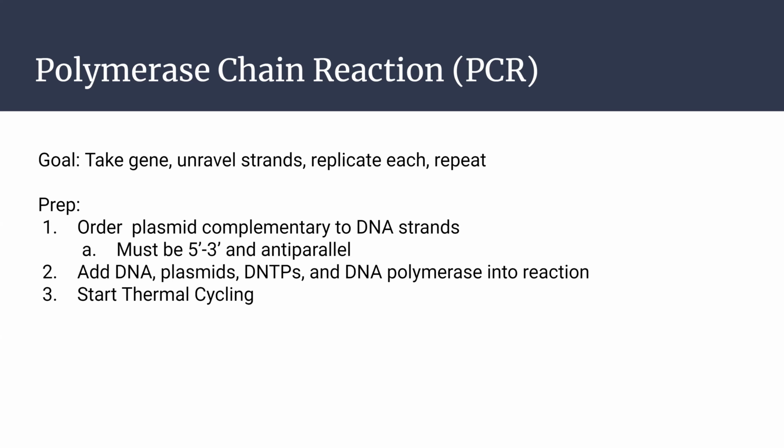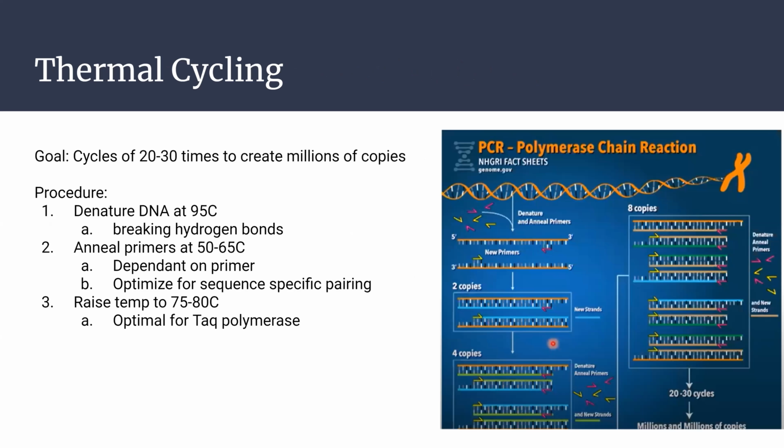And then the second step, you're just going to take the DNA or the gene that you want to look at, the primers, the dNTPs, which are just DNA bases, right, to actually add on to make the new strands, and then, of course, DNA polymerase. And then you just put that into your reaction, and then you start thermal cycling. Thermal cycling is the process of how you're going to copy these DNA sequences, right? So the goal is that in about 20 to 30 cycles, you're going to have millions of copies from your original DNA strand. So basically here, you just want to know 3 steps.